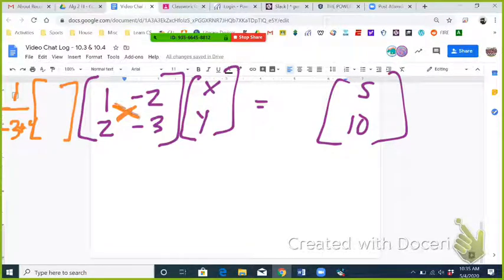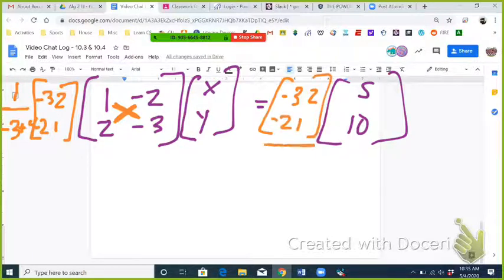Alright, then we're going to switch A and D. We're going to put the negative 3 there and the 1 there, and then negate B and C. So make that negative 2 a positive 2, and make that positive 2 a negative 2. Alright, and we're going to do that on both sides. We're also going to multiply the right side by the inverse. Okay, so this matrix here in orange represents the inverse of this matrix.